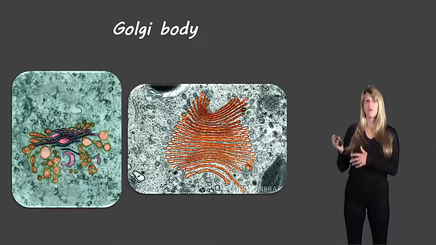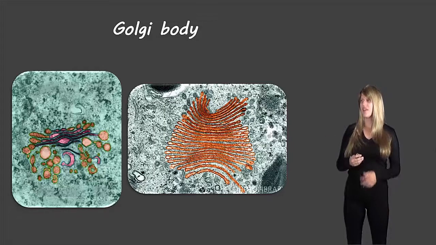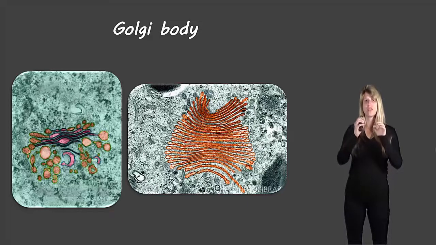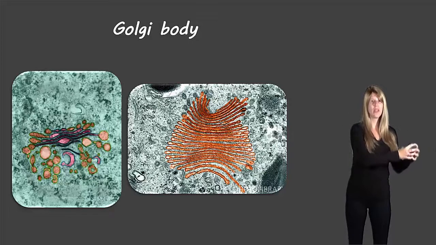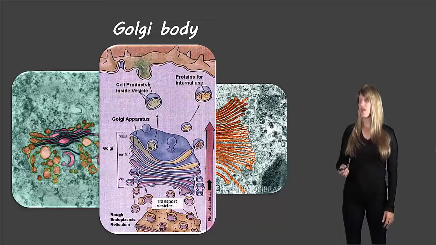So here you can see a little bit better, particularly on the right, how it looks like a stack of pancakes. And then on the left, you can see how there are actually little vesicles that are formed. So part of the Golgi membrane sort of chomps off and then goes towards the membrane so that it can either insert these proteins and lipids or it can send them out of the cell. And this is how it would happen.